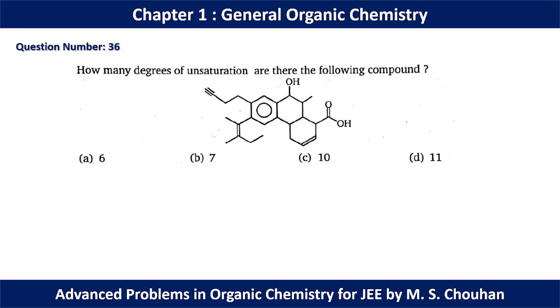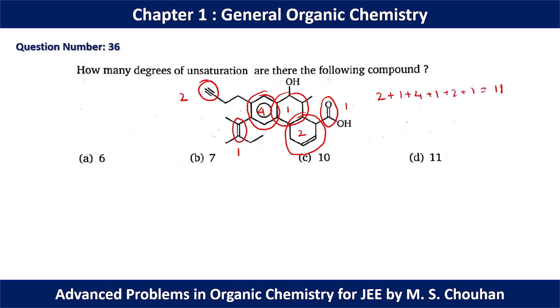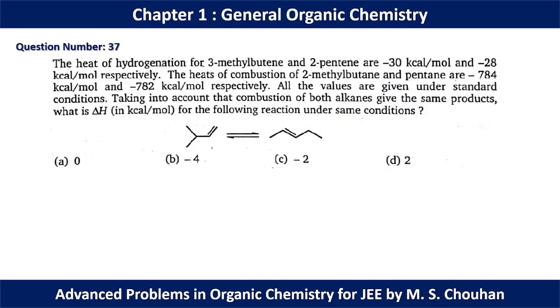In question number 36, how many degrees of unsaturation are there in the following compound? In this case, a triple bond has unsaturation 2, a double bond has unsaturation 1, a benzene ring has unsaturation 4, a 6-member ring has unsaturation 1, a 6-member ring with a double bond has unsaturation 2, and a C double bond has unsaturation 1. So if you add 2 plus 1 plus 4 plus 1 plus 2 plus 1, it will become 11. So for question number 36, option D should be the correct option.